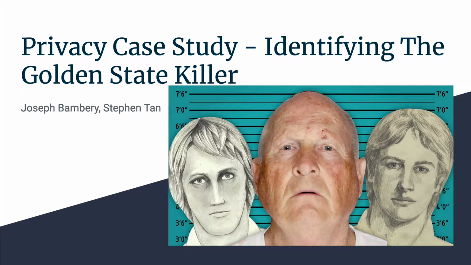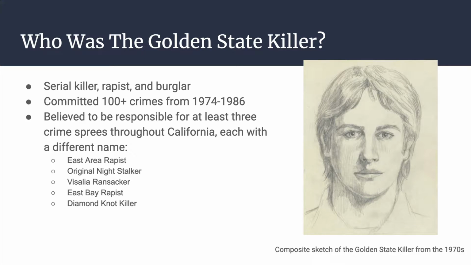Our privacy case study is on the identification of the Golden State Killer using genetic information. So who was the Golden State Killer? The Golden State Killer was a serial killer, rapist, and burglar who committed over 100 crimes between the years 1974 and 1986. He's believed to be responsible for at least 3 different crime sprees in the Southern California area and is known under several different aliases that you can see listed below.